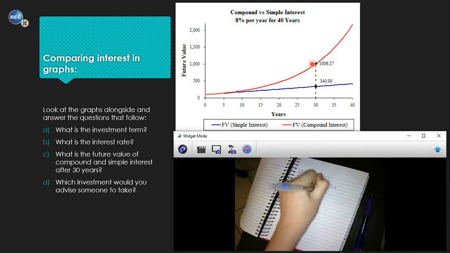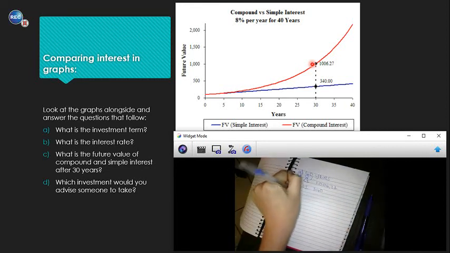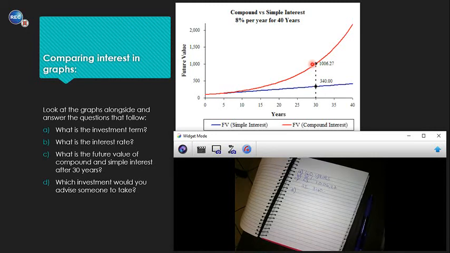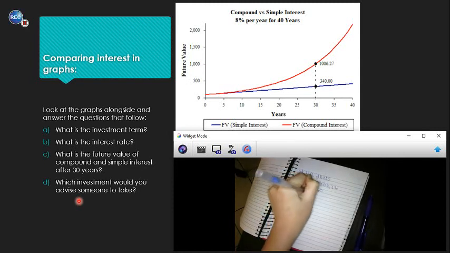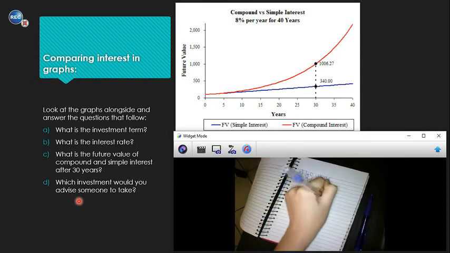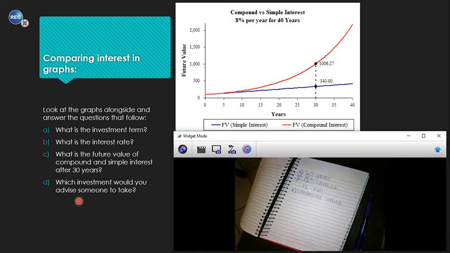Now, the last question here is, which investment would you advise someone to take? If we look at this over the 40 years, this one ends up much more. So when you invest money, you want to make more money. Therefore, in this case, we would definitely advise someone to take the compound interest option.